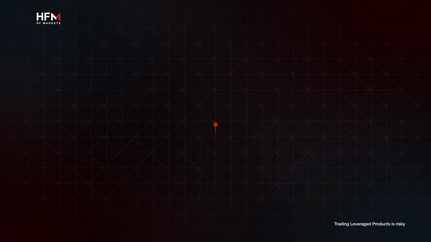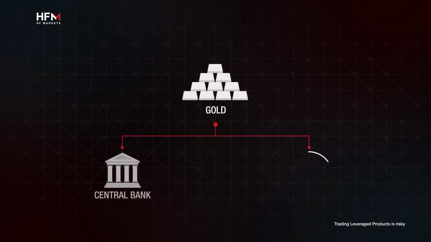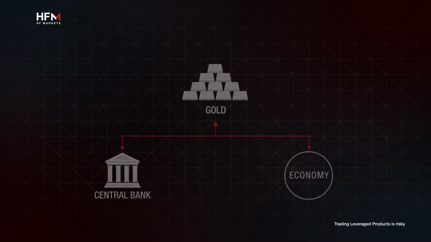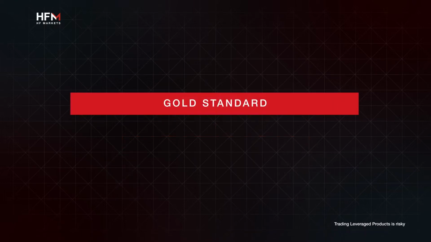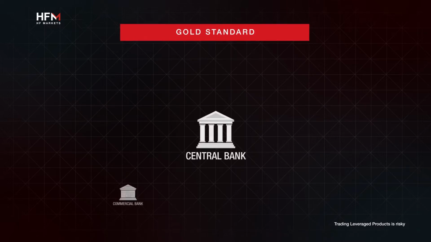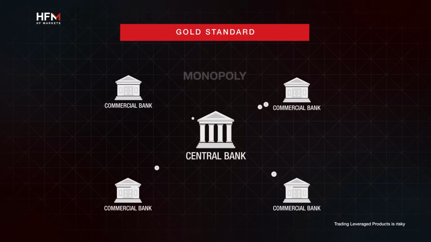In our final video on central banking, Part 4 elaborates on how gold used to affect central banks and the economy. Gold standard. As we said in the previous videos, the most important power of the central bank is its monopoly of the distribution of money. However, this was not always the case.